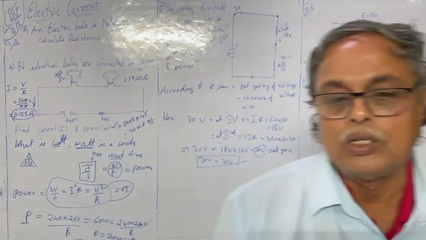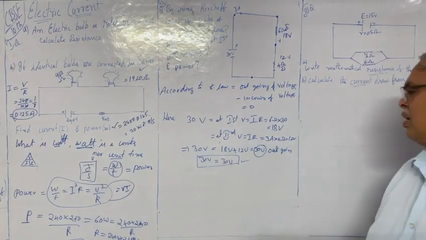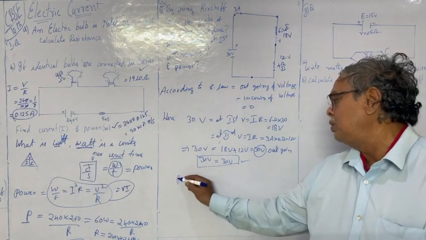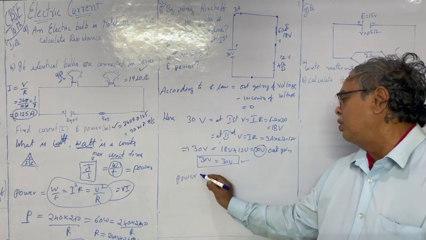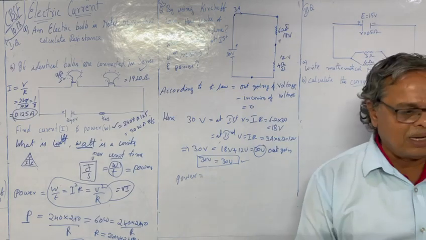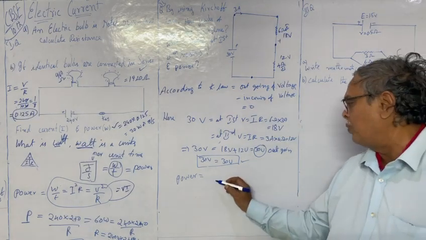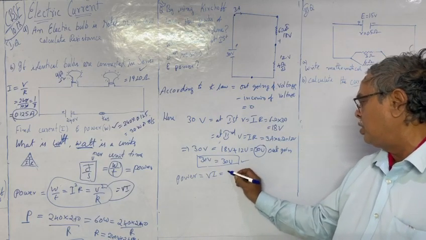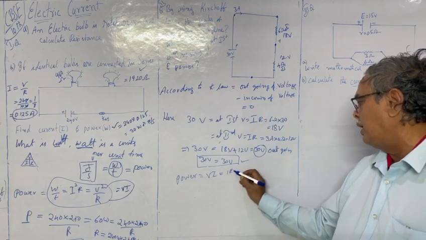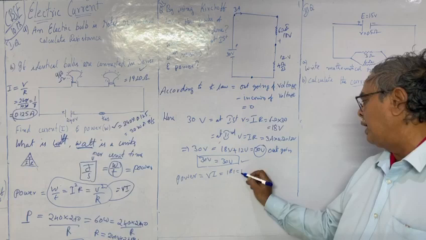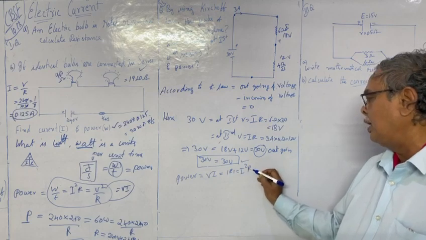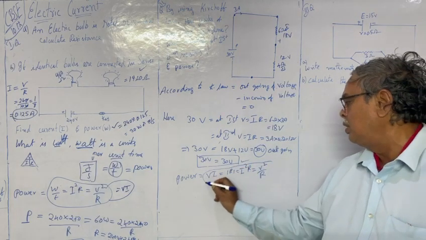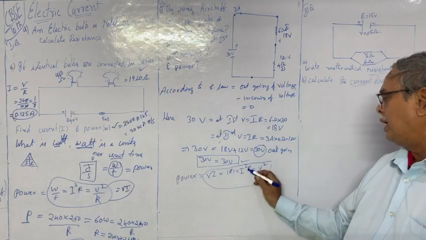Power. Power is equal to how much? What is the formula? Write down one of the formulas. Power is equal to VI. V is equal to IR, so power is I square R. I square R is equal to V square by R. These are the formulas. Remember them.